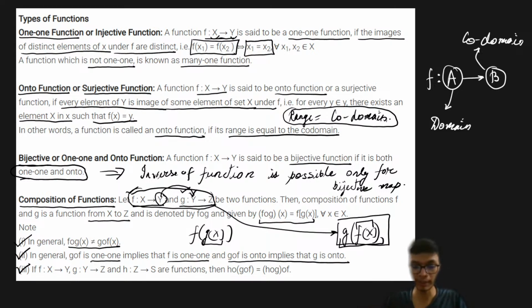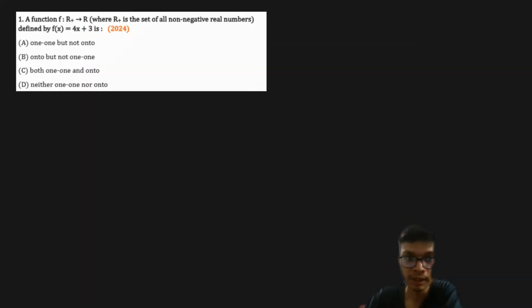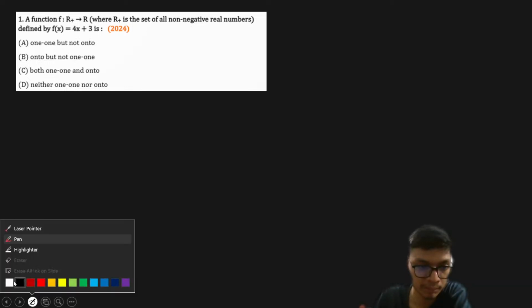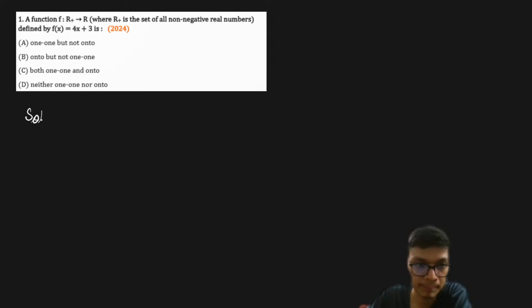So this is all we need to discuss or recap on the initial part of the functions. Now let us start with the previous year problems. As you can see, we have the first problem on our screen. If you look at the problem, it says I have a given function.